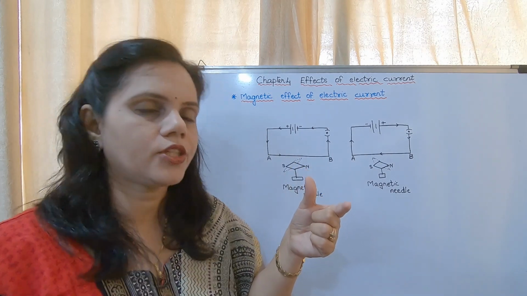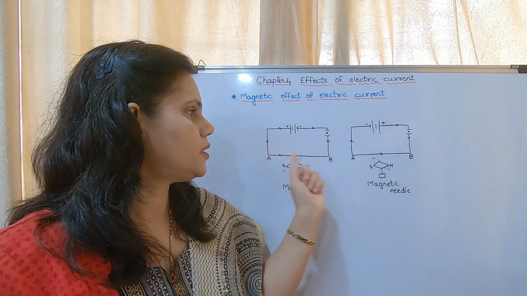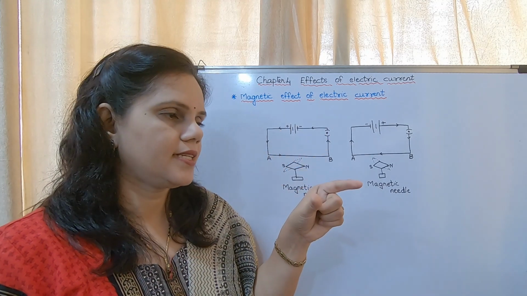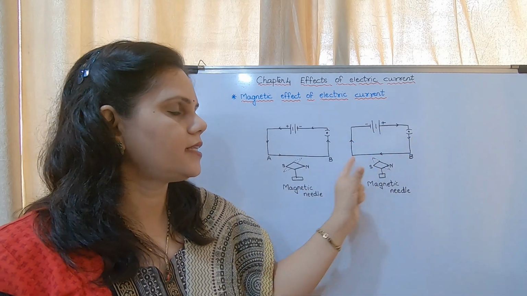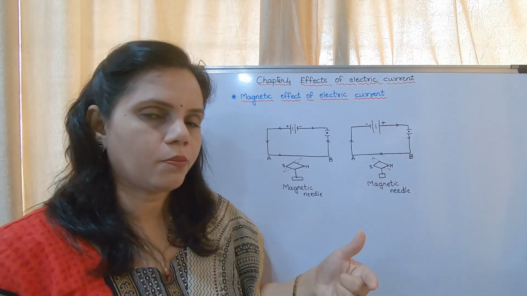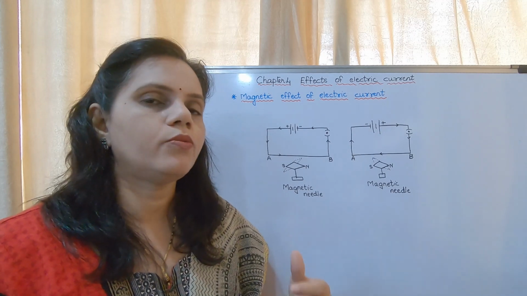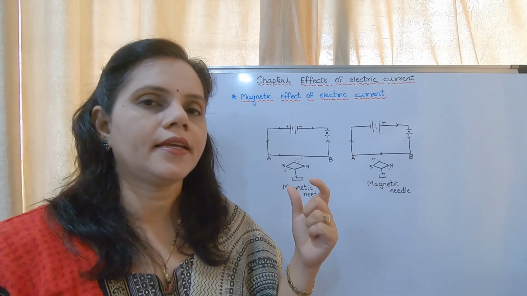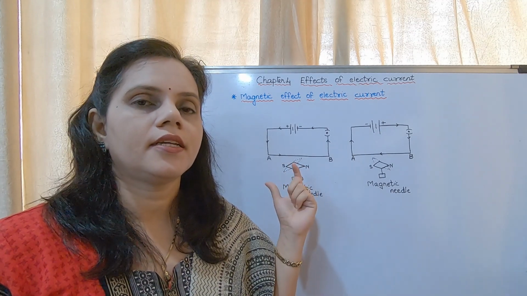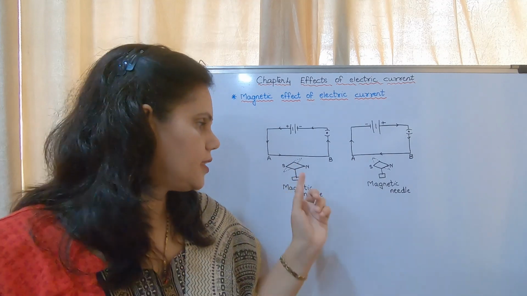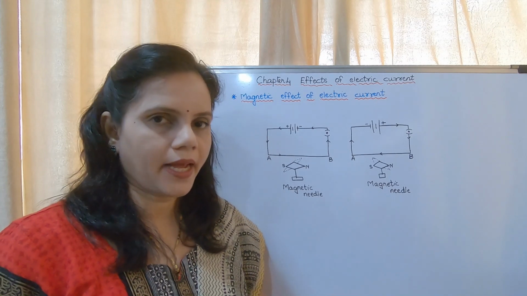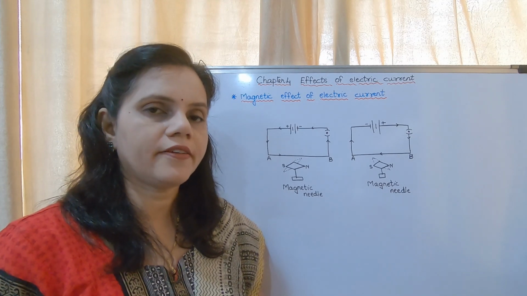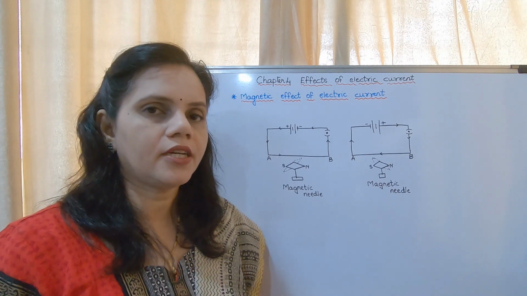Okay, I repeat, when it is from positive to negative, in the first case, if it is getting deflected like this, then in this case it will get deflected in the opposite direction. But what do you mean by the observation that the needle is getting deflected? This is a magnet. A magnet could be deflected only by another magnet.